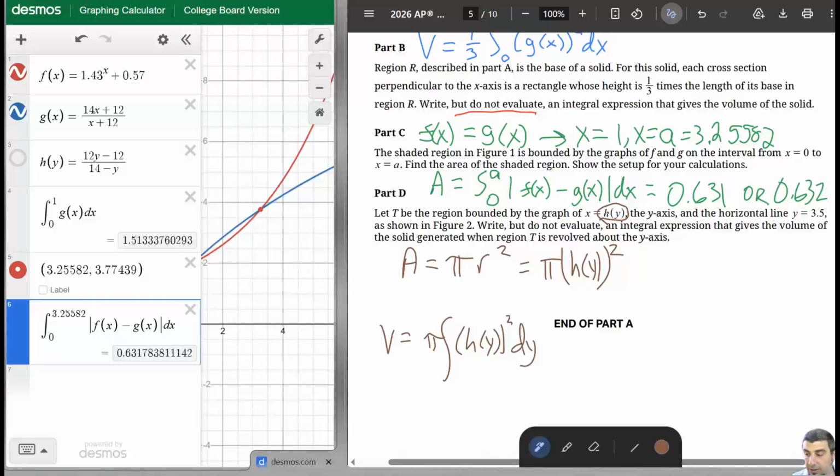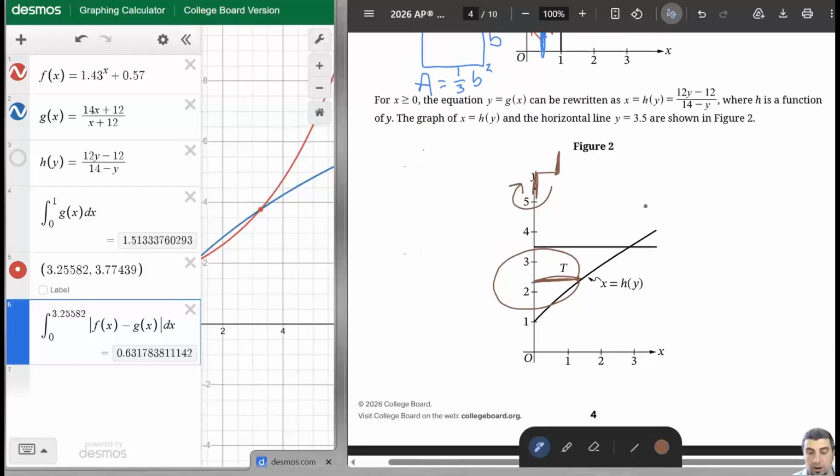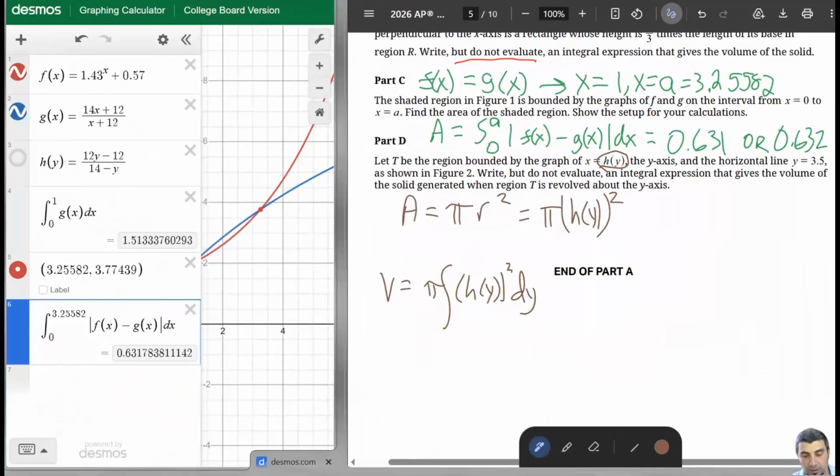Now we have to do the limits also, and just be careful here. Because we're integrating with respect to y, we need the limits in terms of y. So the limits would be from 1 to 3.5. We know this line is at 3.5. So we put the limits on there, and that's it.